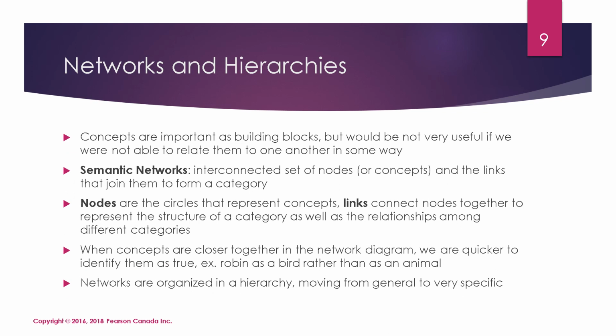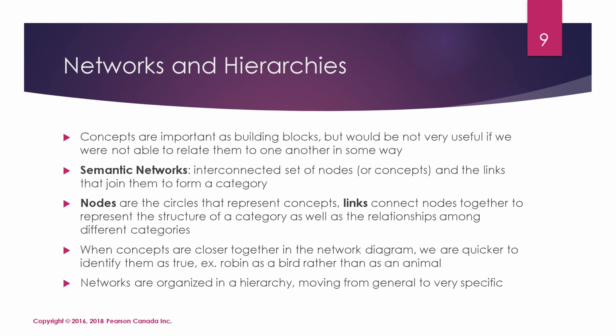Now we're going to talk a bit about networks and hierarchies in terms of our cognition. We already talked about in the memory chapter how we tend to store things based on their relationship to each other. We use those cognitive schemas within our brain, and this is building on that knowledge. We know that concepts are really important as building blocks, but they're not very useful if we can't relate them to one another in some way. So we use what are considered to be semantic networks. Those are interconnected sets of nodes or concepts, and the links that join them to form a category.